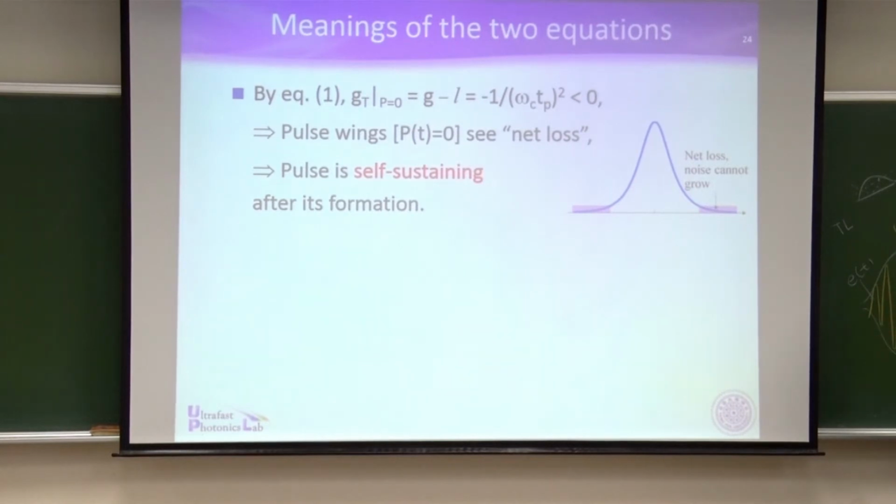pulse peak has a very strong power. Noise is relatively unimportant, right? But for the pulse wings, it is important. If during the pulse wings they see net gain, then a small noise can get amplified again and again. Eventually, your pulse train will be destroyed. But here, the net loss guarantees this noise will not get amplified. It will be attenuated. Okay, it's already predicted by the formula.